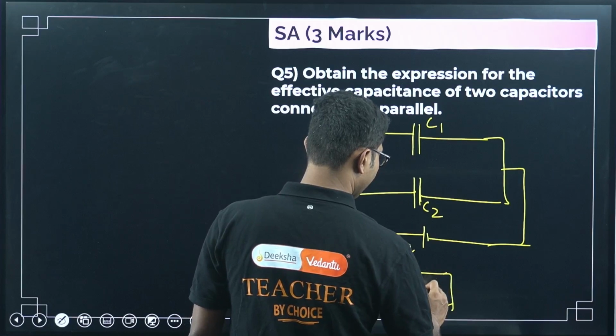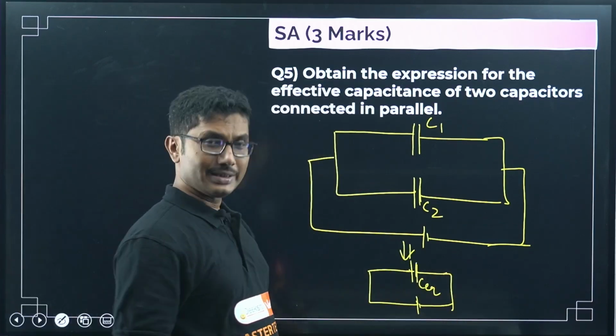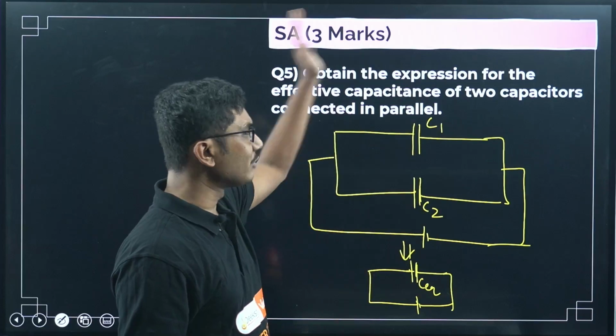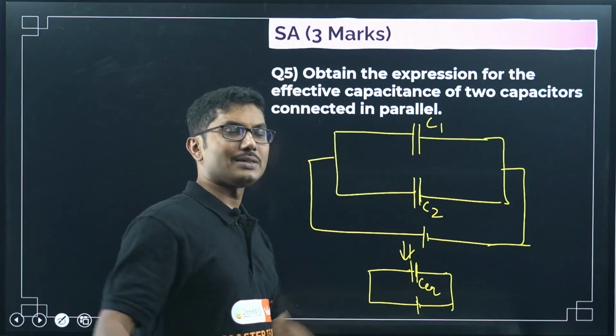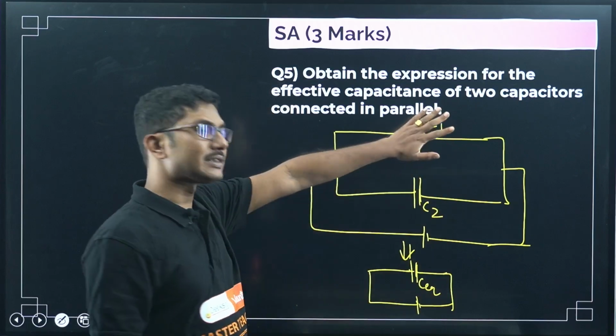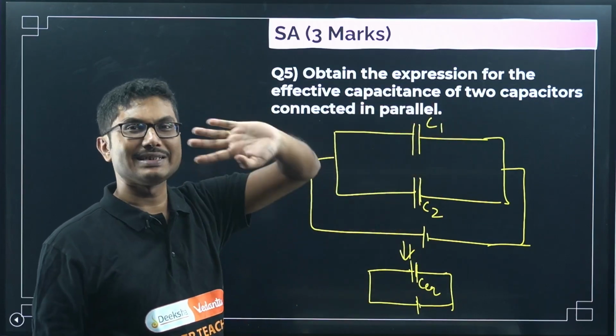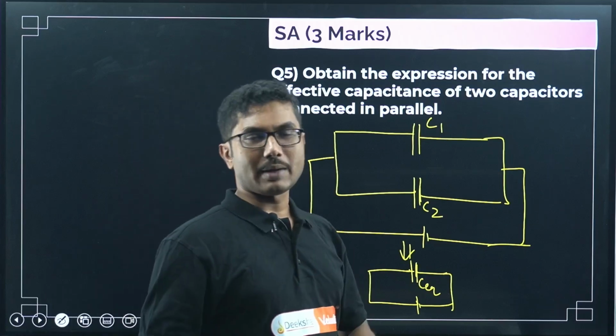Okay, this is C equivalent. We are trying to find this C equivalent. What does equivalent mean? Equivalent means if we replace these two capacitors and place one capacitor doing the same thing. Suppose these two capacitors are doing something, and if I replace them with one capacitor doing the same thing, that is called equivalent capacitance.